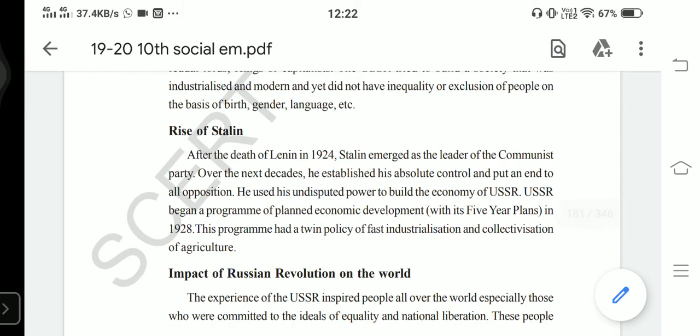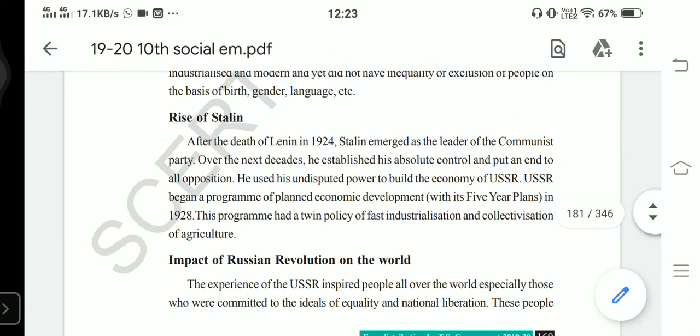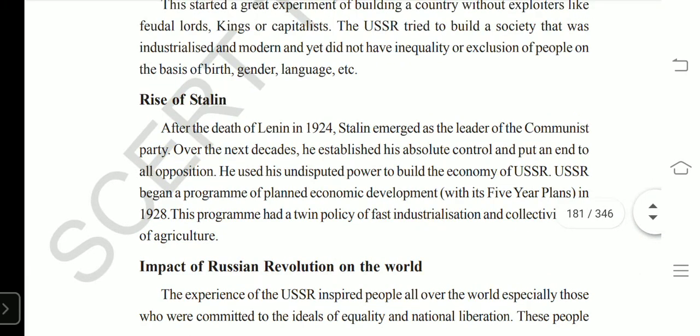So anyway, after the death of Lenin, Stalin came to power in 1924. Joseph Stalin became an important leader of the Communist Party. He ruled for the next decade, and he established his control to end all the opposition.